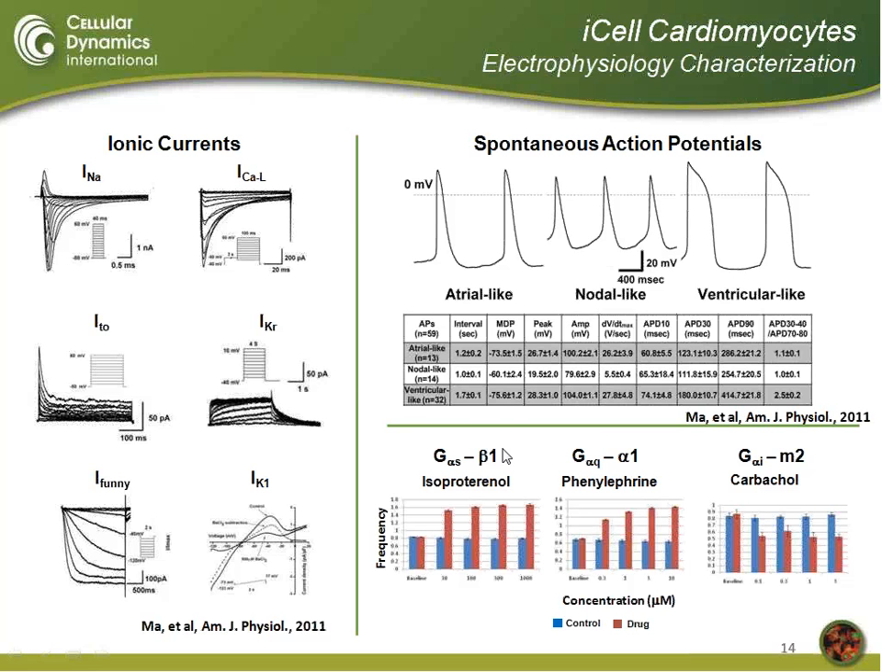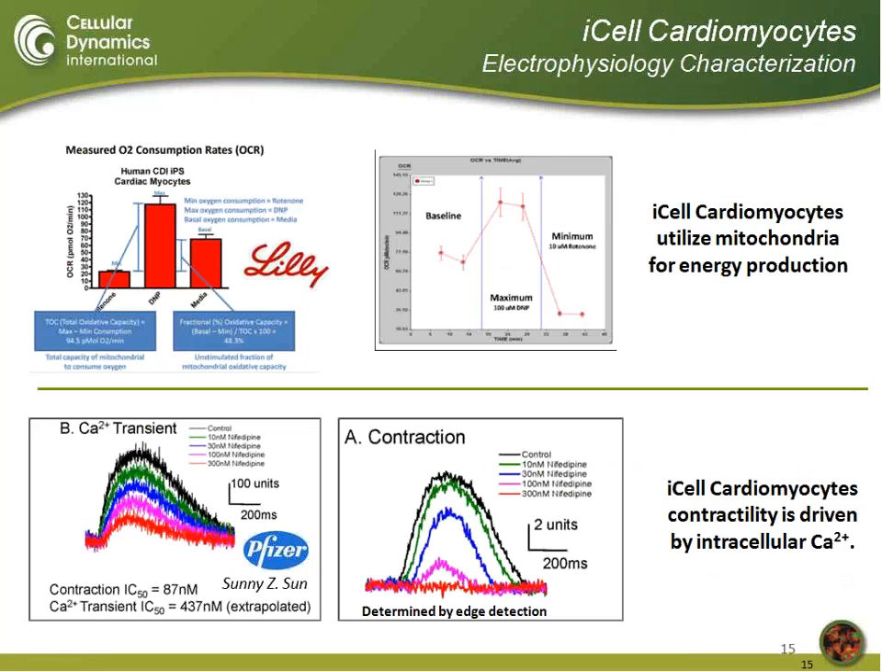And then here on the bottom we have the GPCR signaling pathways: beta-adrenergic isoproterenol, alpha-adrenergic phenylephrine, and the muscarinic receptor, carbachol. This down here on the bottom was done via MEA, so a field potential recording just to get a population response.